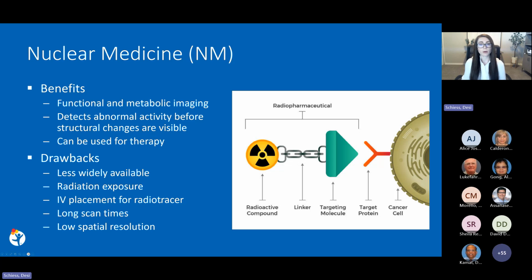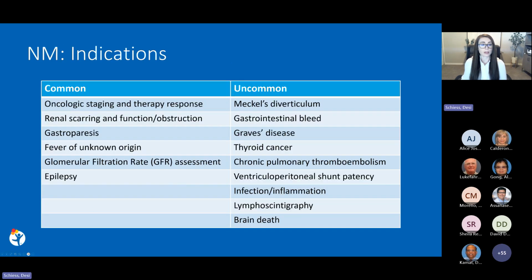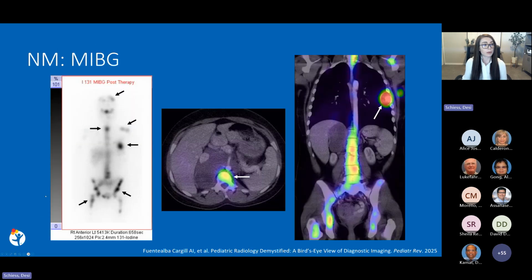For nuclear medicine, we give a radiopharmaceutical as our contrast agent, which includes a radioactive compound linked to a targeting molecule that will bind to a molecule of interest, including cancer cells in some instances. These are some indications for nuclear medicine scans that we perform in children. Here's an example of a common type of nuclear medicine exam.